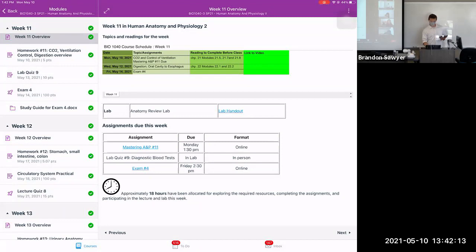I have one more question here. Yes, the lab practical is in the same room that you have lab in, Seder 117, Juliana. Okay. All right. Great. All right.